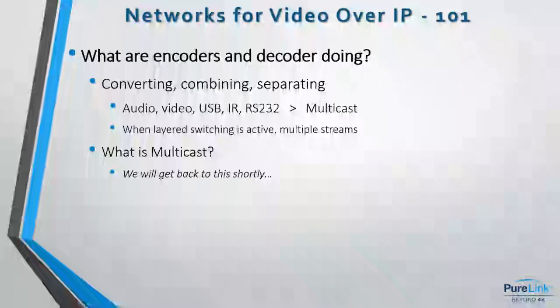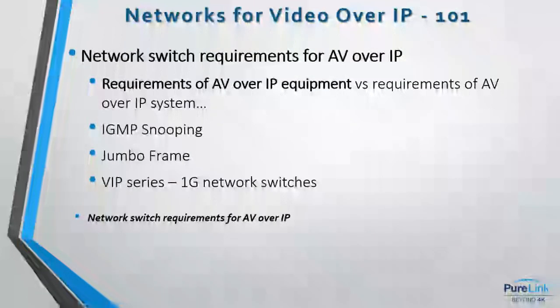Let's just make sure that we land our heads around what the encoders and decoders are actually doing. It's not complicated, like everything else that we've talked about. It's just conversion of the signal types you're so familiar with to multicast and in some cases unicast packets. All of these audio, video, USB, infrared, RS-232 become a multicast packet stream. And in the case, like I've talked about before, if I've selected the layer switching option in my encoders and decoders, I'll have separate streams going on. Understanding what multicast is, we're going to cover that.